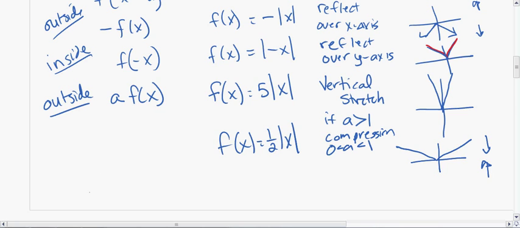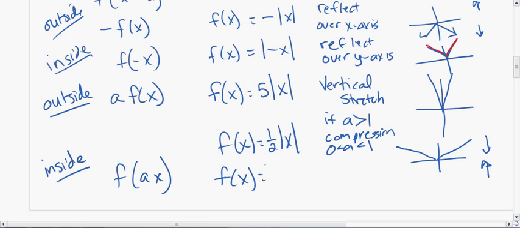So something very similar is going to happen when we multiply inside our function. So I'm multiplying my x by a. And what this would look like in our example is 5 times x inside the absolute value bars. Now this is a horizontal stretch or shrink. And just like with the translations, the shifting left and right, it's going to be the opposite of what you might think. So if I'm multiplying by some number larger than 1, my horizontal change is going to be a horizontal compression.